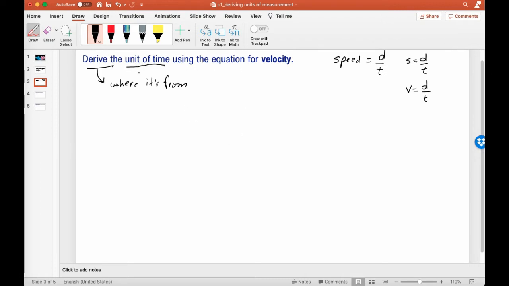So what we want to do is find where the unit of time comes from in this equation right here. That's what we want to know. All right, so we've got velocity equals distance divided by time. When we derive a unit from an equation, we don't need any values. We don't need any measurements.